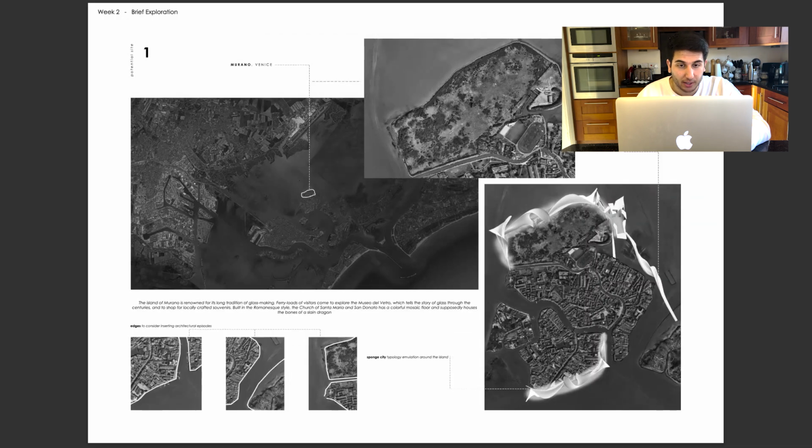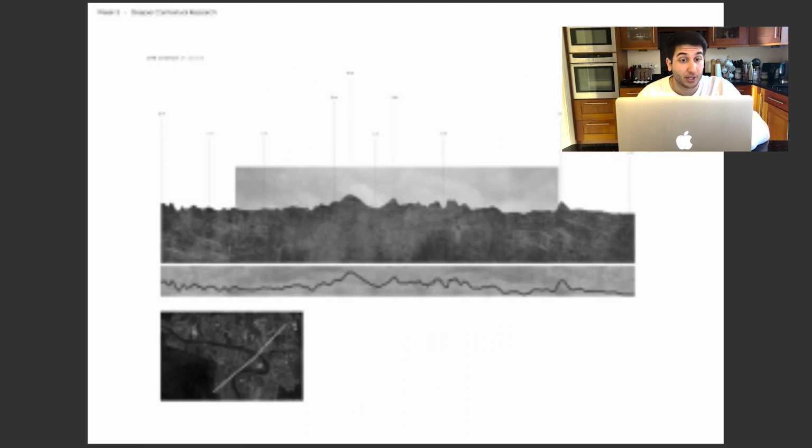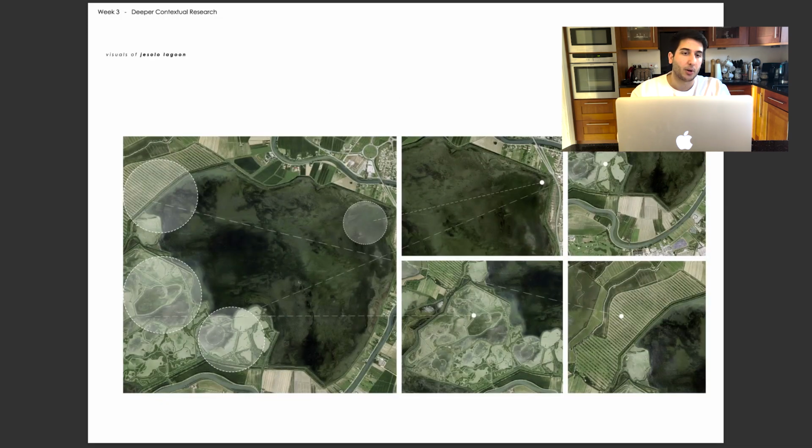Brief exploration. This was, I think, the first island I was looking at to create my project, which I've obviously changed now. More research. Another site section, this elevation profile of another island. And this was the area that I was initially set on, and now I'm looking at, I say visuals for Jesolo Lagoon, but it's identifying key points or potential sites that I could explore further into for my scheme.